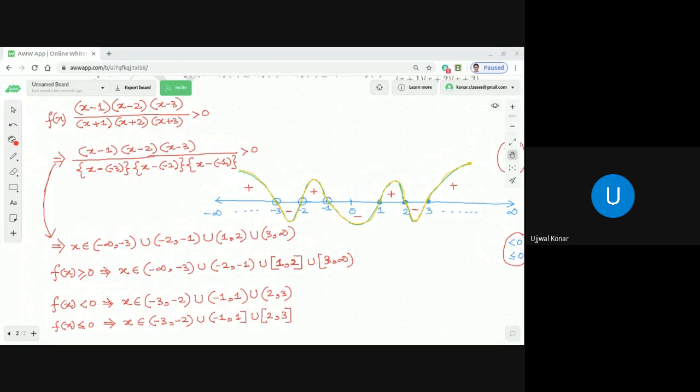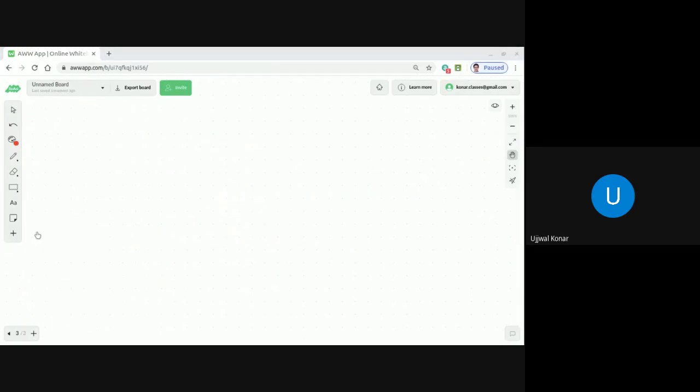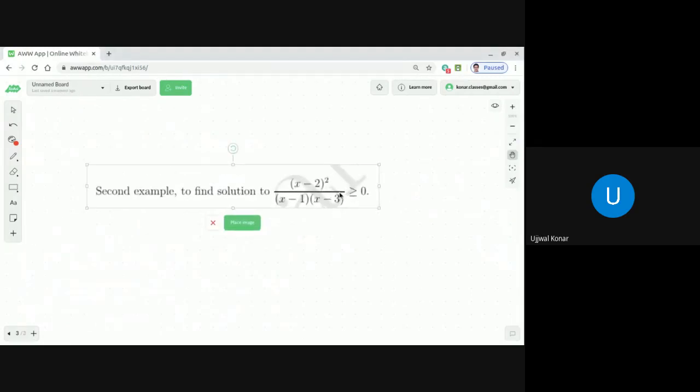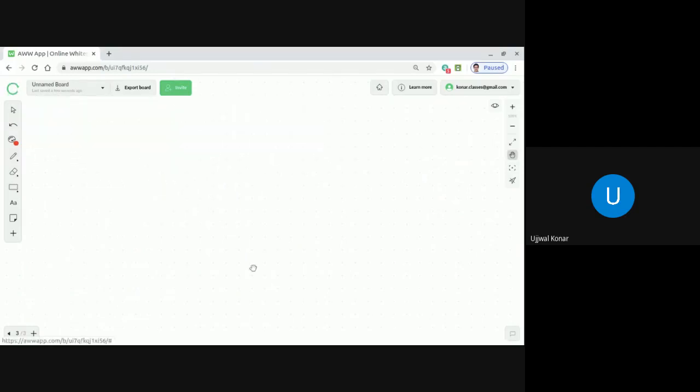Okay, now let me take another problem and let's discuss that one. Now the second example I'm going to take is this one. I'm just going to share it with you. Second example: we are going to find the solution to the polynomial inequation (x minus 2) whole square by (x minus 1)(x minus 3) greater than or equal to 0.